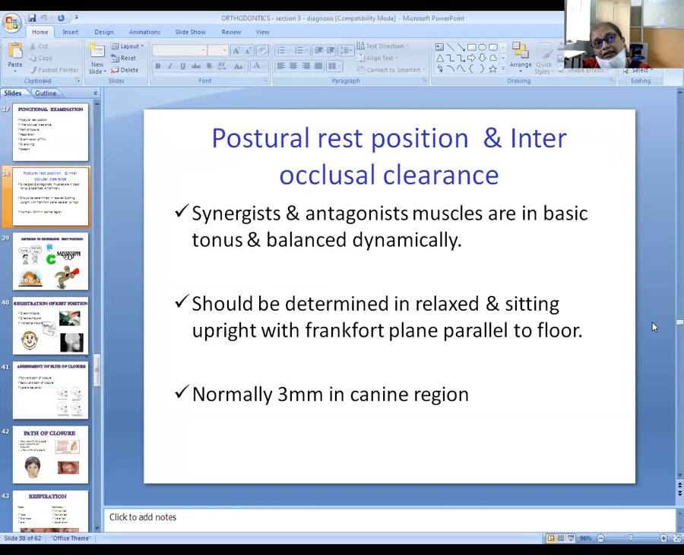Normally, the interocclusal clearance in functional rest position is 3 mm in the canine region. So how do you determine the functional rest position? The patient should be seated erect on the dental chair, with the backrest proper. The patient should not lean backward, should be erect and in this position with relaxed musculature. There are some techniques I'll explain further.